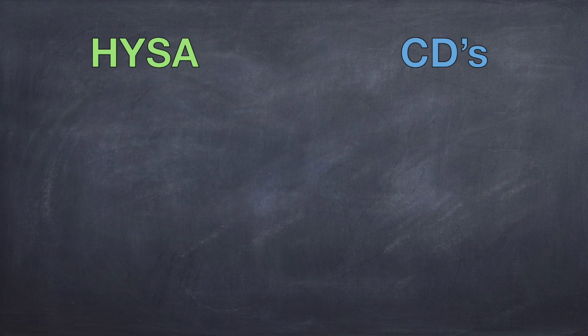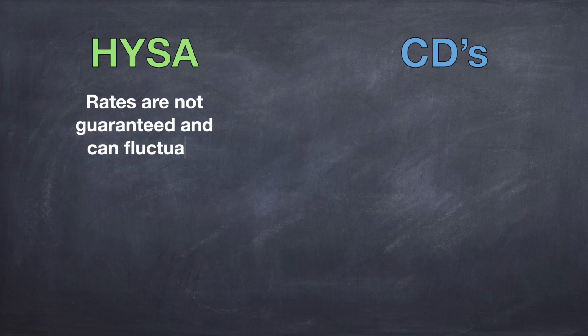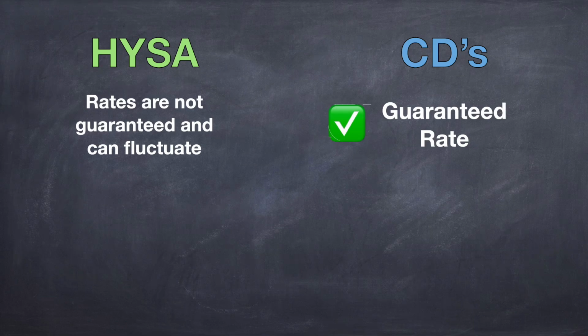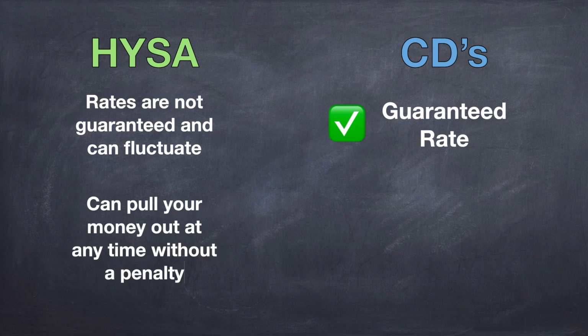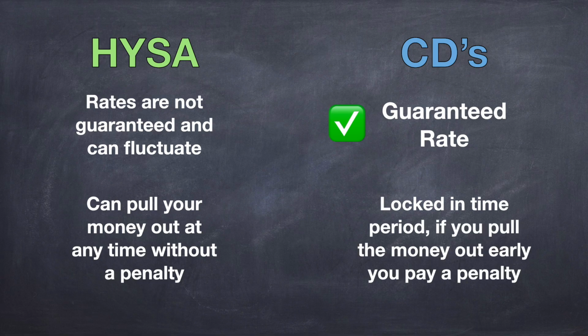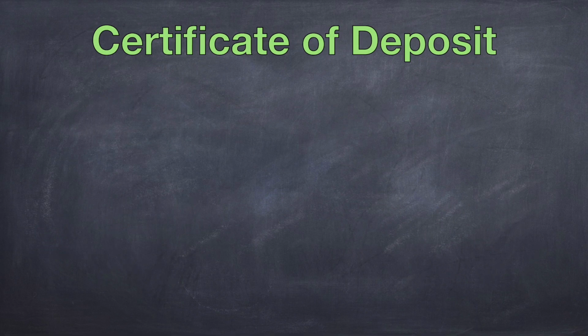So comparing high yield savings to CDs: with high yield savings, the rates are not guaranteed and can fluctuate. With CDs, the rates are guaranteed, so the CDs get the win there. With a high yield savings account, however, you can pull your money out at any time without a penalty, versus CDs, which are locked in for a time period. If you pull out the money early, you're going to pay a penalty, so high yield savings gets the win there.